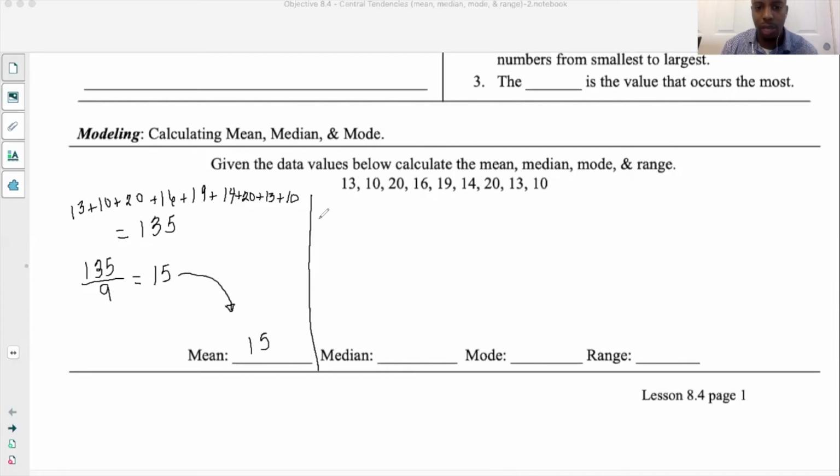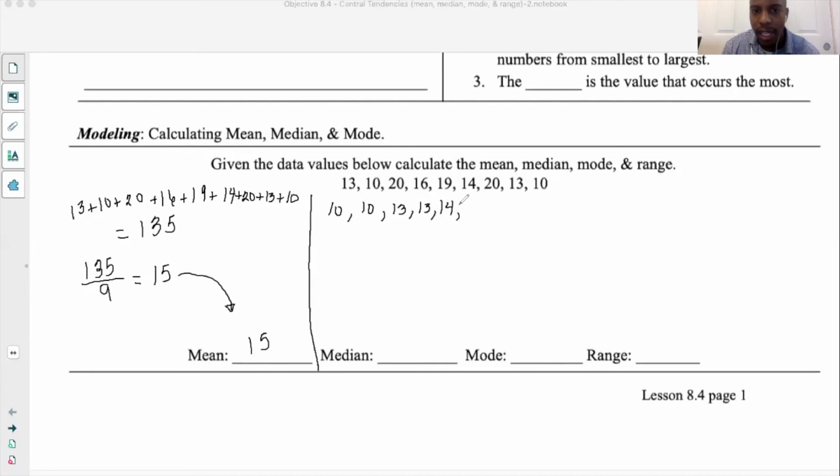So let's take a second to write the numbers from smallest to largest. We have, I see 10. I also see another 10, right? 2 10s. I see the next number is 13. I believe there's 2 13s. Then 14.